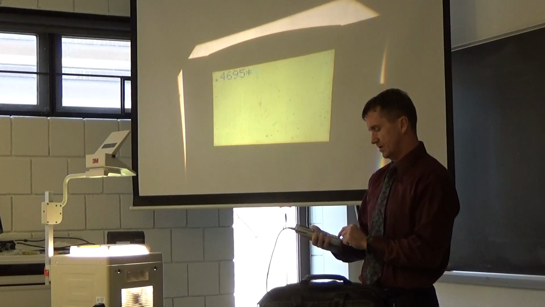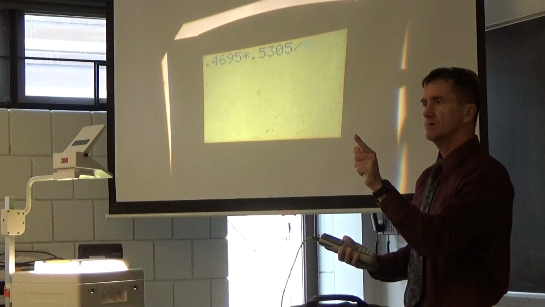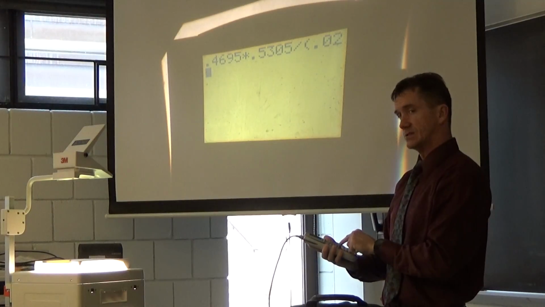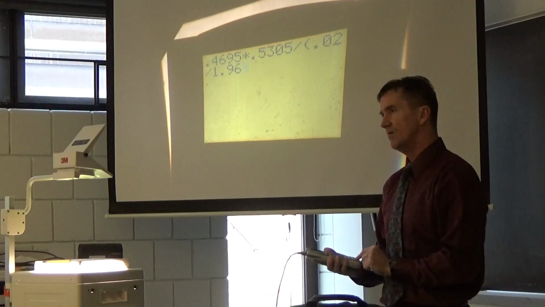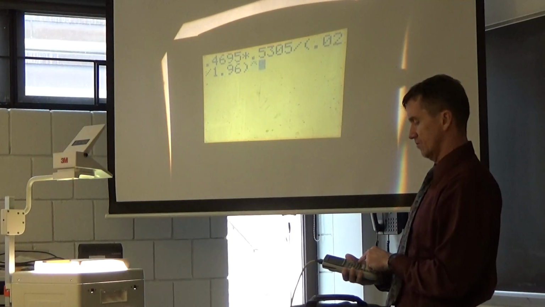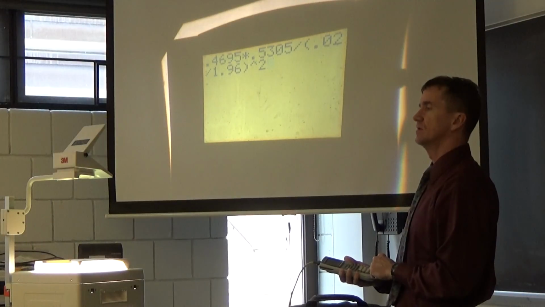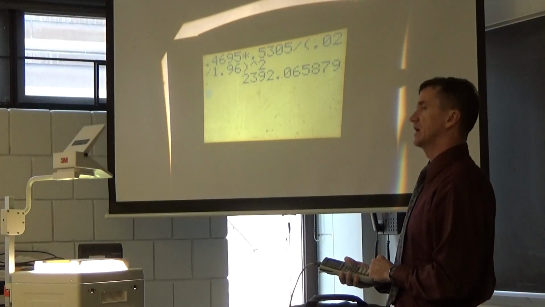0.4695 times 0.5305, right? Yes. Division. But I need a parentheses now, right? 0.02, division, 1.960 raised to the second. We always round this number up no matter what. We always round up so it's within.